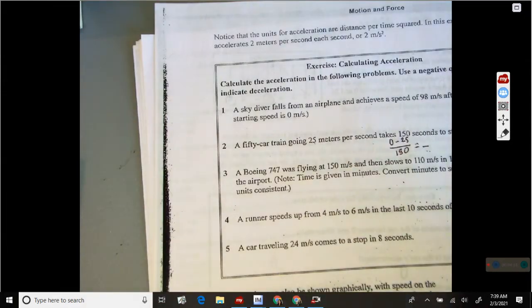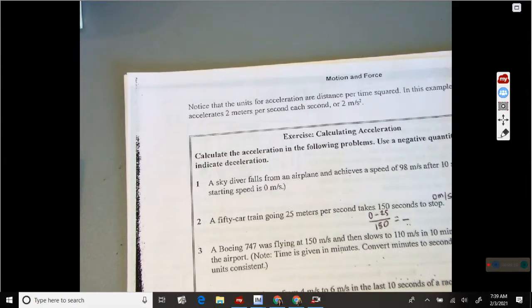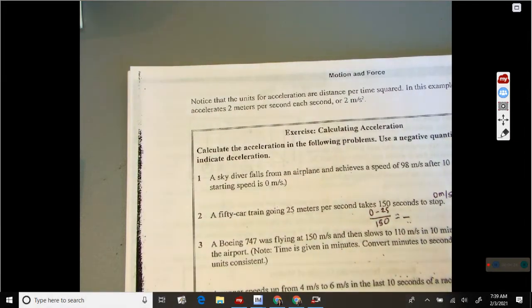So if you look at the next exercise on page 5, there are 5 problems. All right, a skydiver falls from an airplane and achieves a speed of 98 meters per second after 10 seconds.